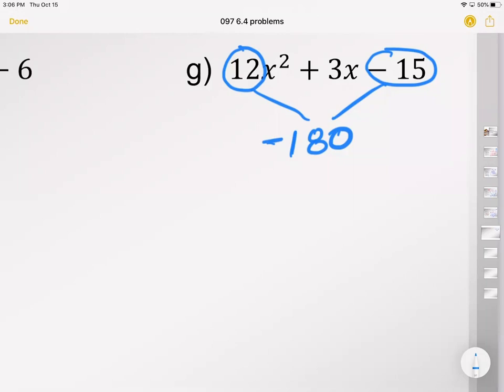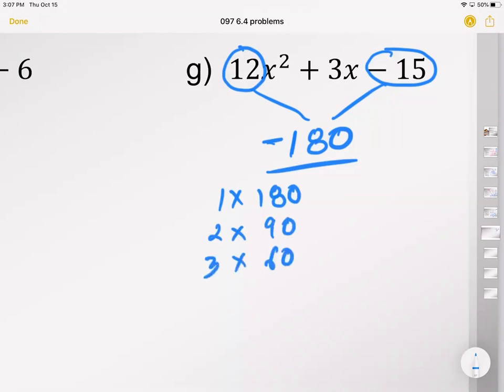The only problem is you have to find the multiples of 180, and there are a lot. That's where the problem comes with the AC method: when you get a humongous number, it's hard to find the multiples. You still can find them, but it's painful to find all of the multiples. And that's where the guessing method comes in handy, right?